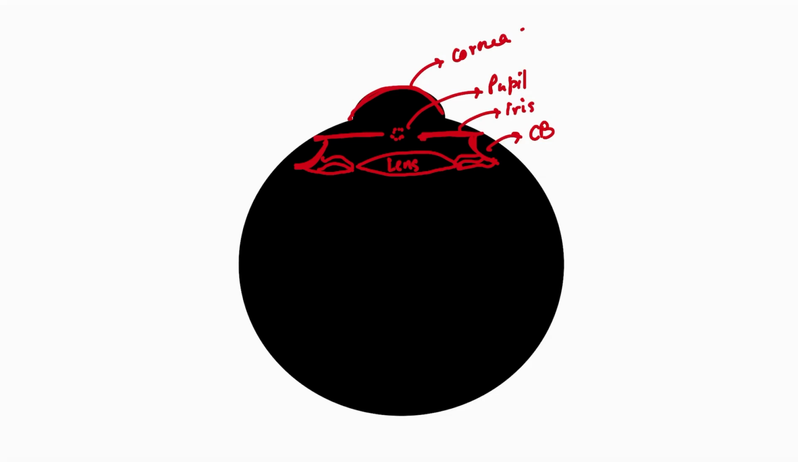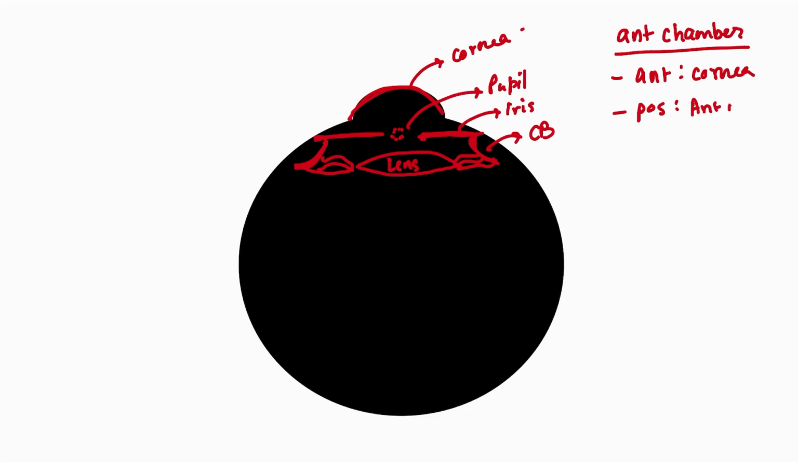Coming to the divisions of the anterior segment, it is divided into anterior and posterior chambers and is chiefly divided by the iris and a part of the ciliary body. So I'm just gonna write it down for your convenience. Anterior chamber, and I'm gonna write the boundaries so that it's easier for you to remember. Anterior chamber anteriorly is bounded by the cornea and posteriorly by the anterior surface of iris and a part of ciliary body, and its contents would be aqueous humor.